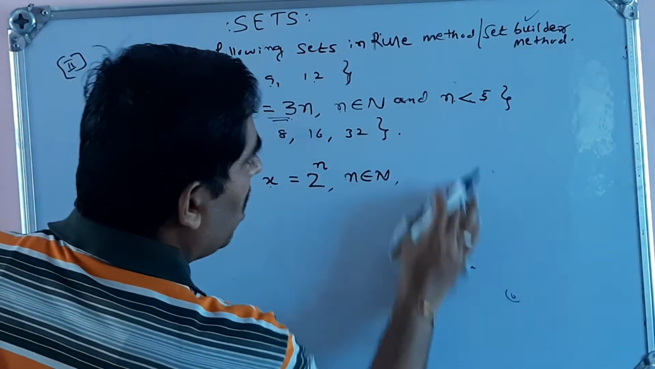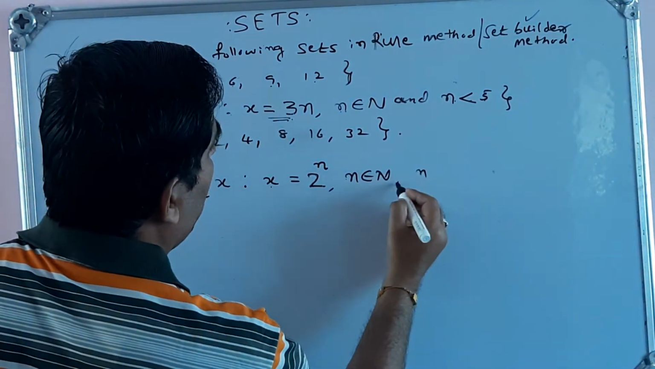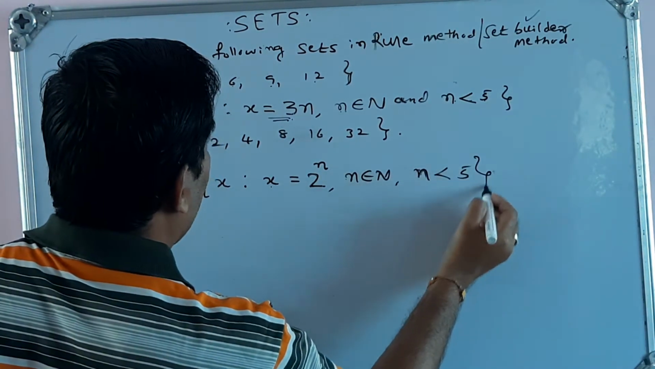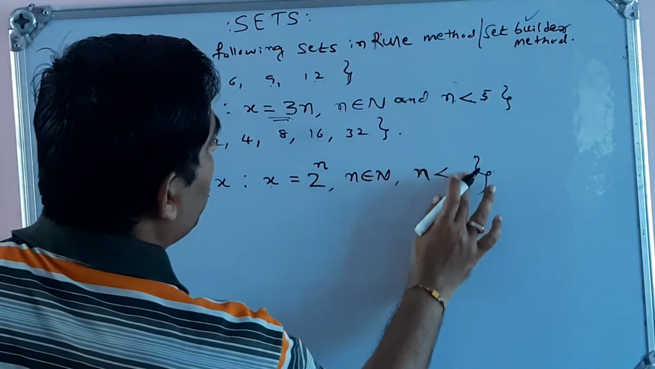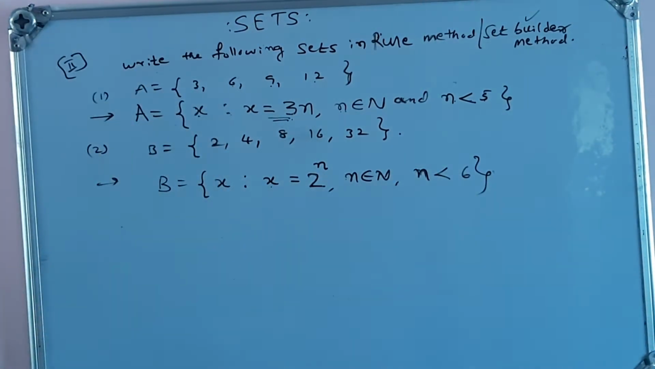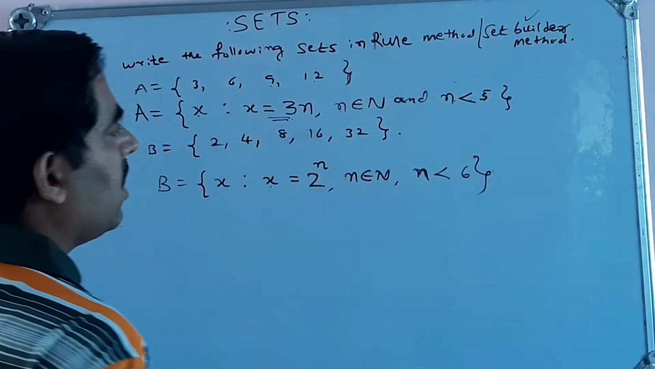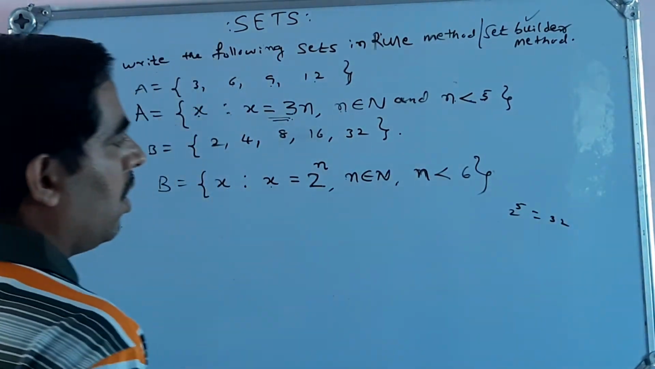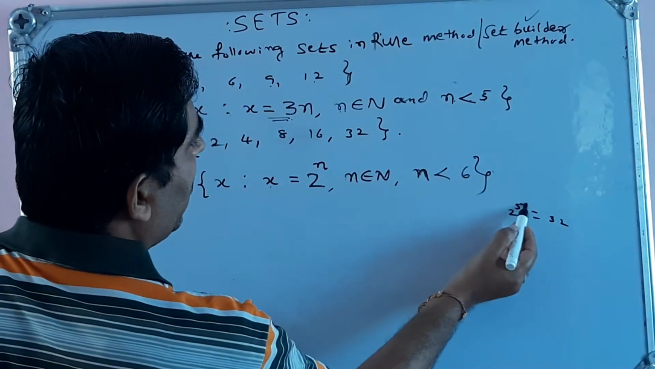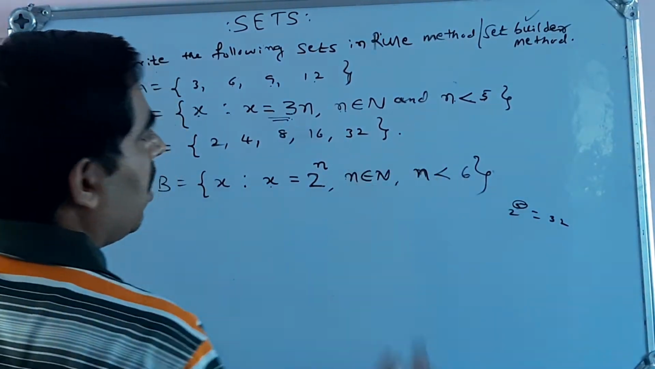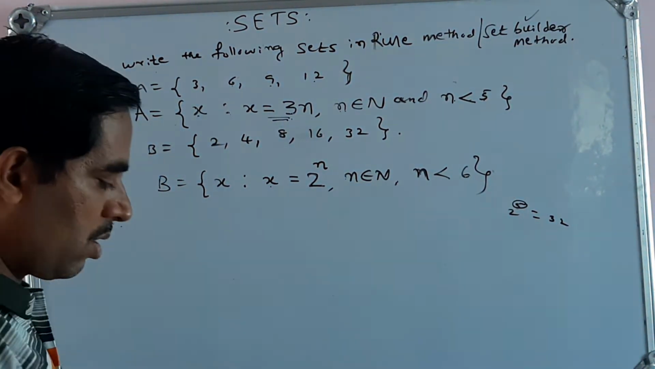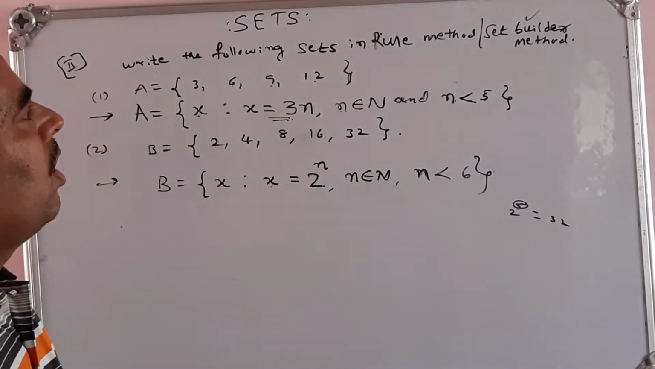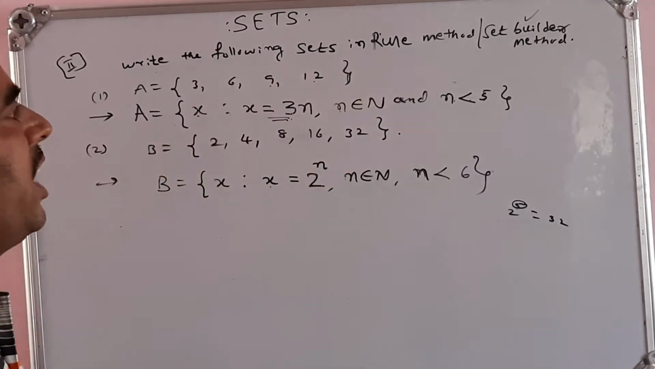That means what should I write? n is, once again, less than 6. So that means 2 to the power of 5, I get 32. I cannot exceed this. So n is less than 6. So in this way we can convert the given set to this set builder form.